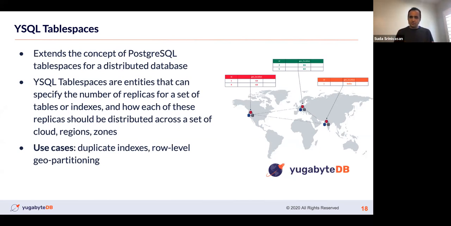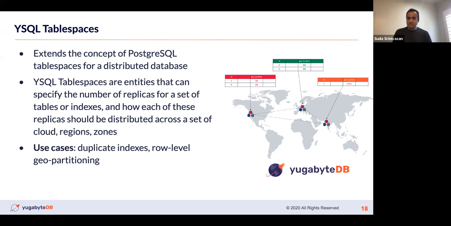YugabyteDB, of course, being a distributed database, a lot of the considerations here in a geo-distributed environment are around pinning to specific zones or regions, right? So we took the concept of Postgres tablespaces and extended that to YSQL tablespaces. YSQL tablespaces are entities that allow you to specify things like how many replicas you want to keep for a set of tables or indices, as well as where these replicas should be distributed across clouds, regions, and zones, right? So now you can basically create a tablespace and define replication within that tablespace. You can define location pinning within that tablespace.